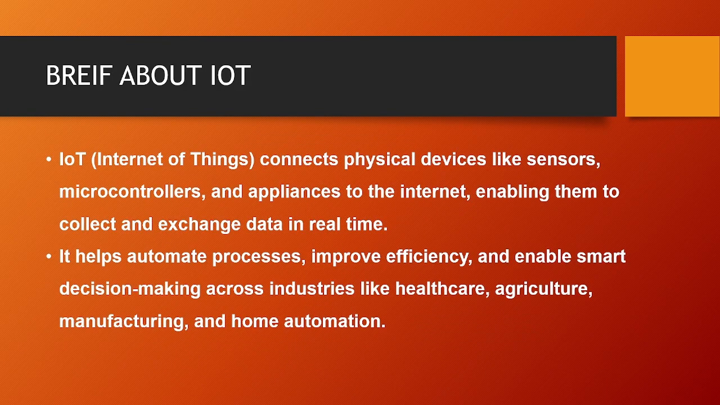Brief about IoT. IoT is nothing but Internet of Things, which connects physical devices like sensors, microcontrollers, and applications to the internet, enabling them to collect and exchange data in real time. It helps automate processes, improves efficiency, and enables smart decision making across industries like healthcare, agriculture, manufacturing, and home automation.